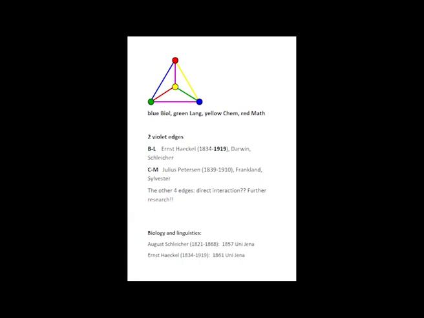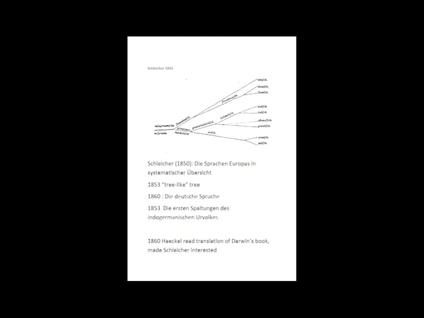So for biology and linguistics, we have August Schleicher and Ernst Haeckel in Jena. They met there only for a few years because August Schleicher died very early. We saw this Stammbaum already in the morning. Maybe some of the dates here are wrong, I'm not so sure. But Schleicher published several books and papers and tried this tree model in various ways. When Darwin had published his book in English, it was translated into German, and Haeckel read it and made it known to Schleicher because he was a hobby gardener. Schleicher thought it may be interesting for gardening, but that's exactly what I'm doing in linguistics.